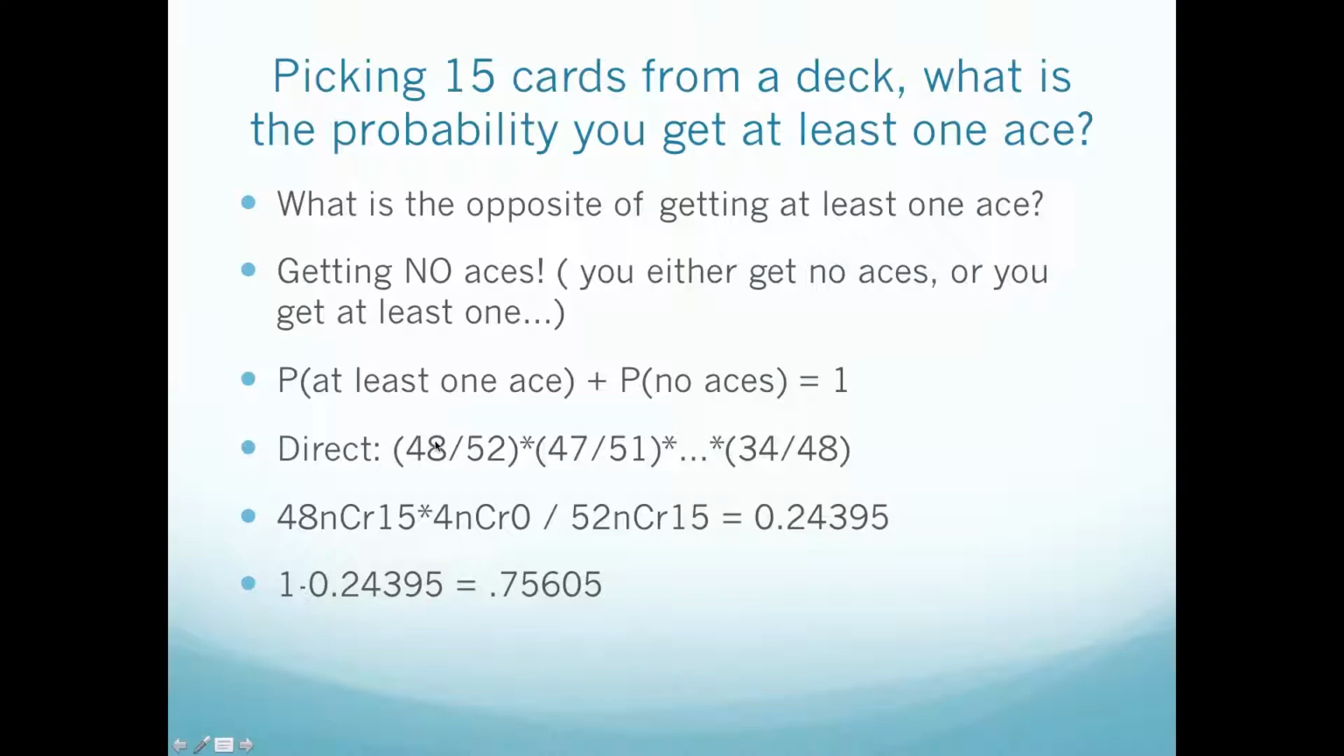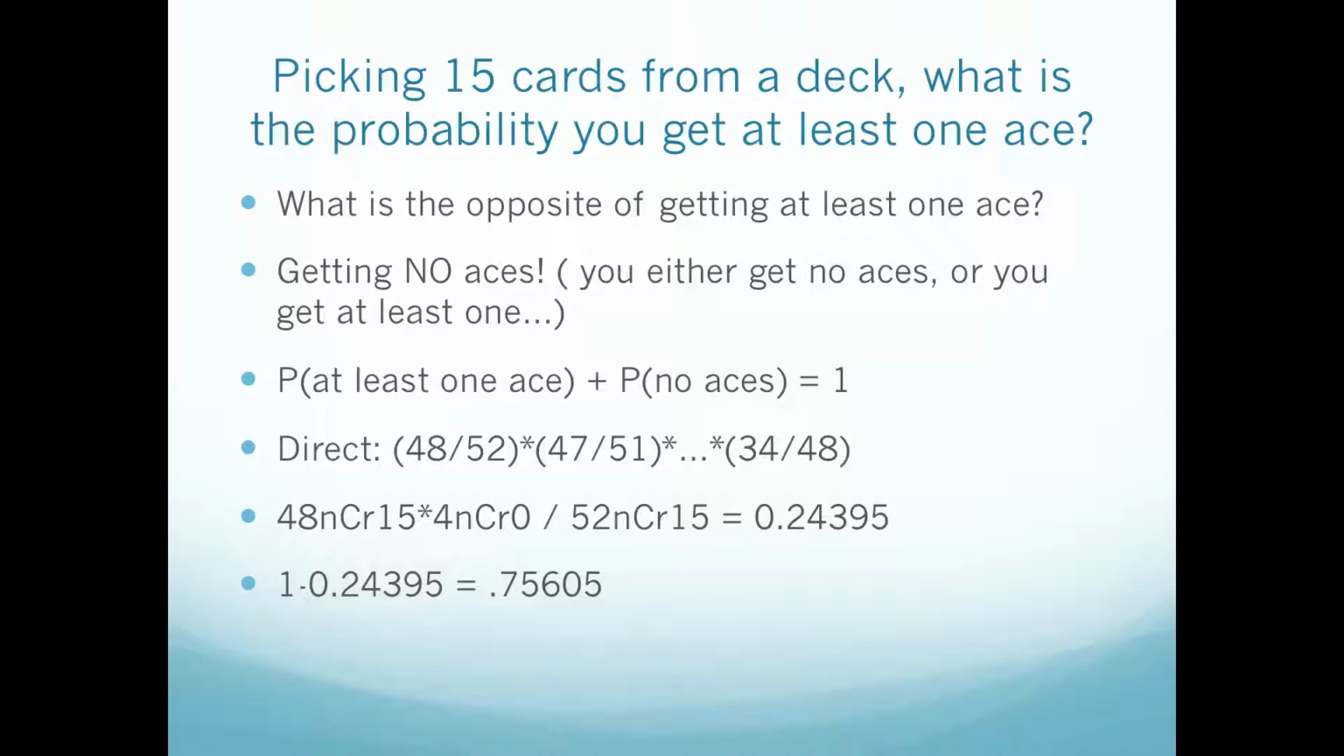So now you could actually calculate this directly. In the first card you pick, there are 48 cards in the deck that aren't aces, because there are 4 aces. So 48 over 52. You say, okay, well that one's done. Now after that happens, what's the probability the next card is also not an ace? Well, after you've picked one card, there are 51 cards left, of which 47 are not aces, because you grabbed one of the non-aces, and you could go all the way down, putting 15 of those together. So that's a direct calculation.